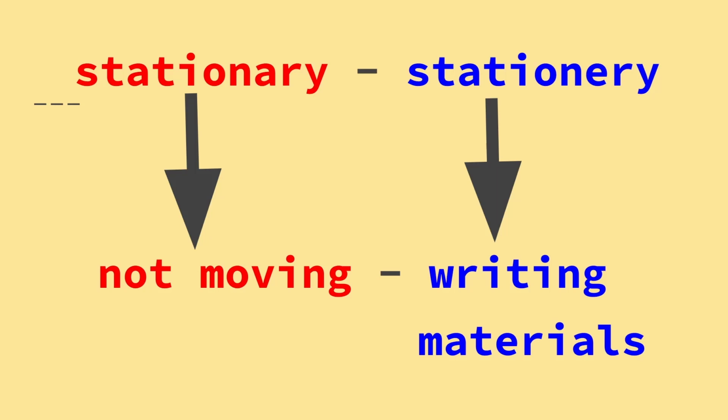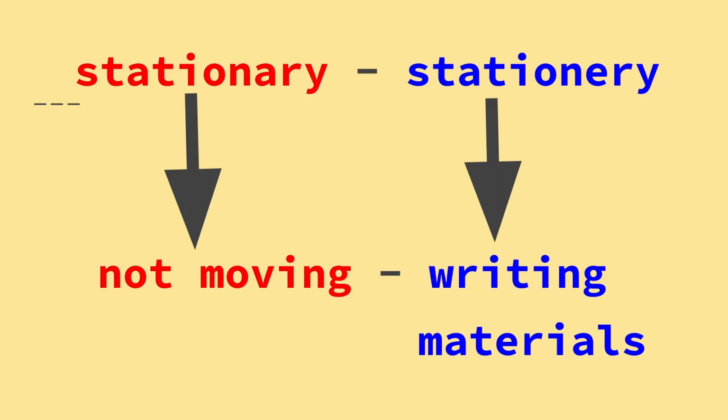These two words are very often confused because they are pronounced in the same way and their spellings differ by only one letter. First word, stationary. It's an adjective. It means not moving. It is used to describe objects that are able to move but are now standing still.